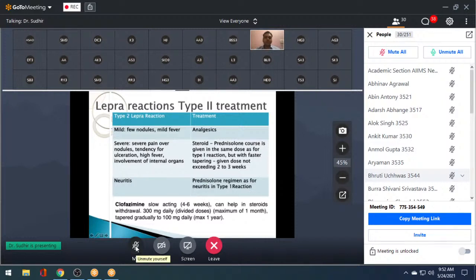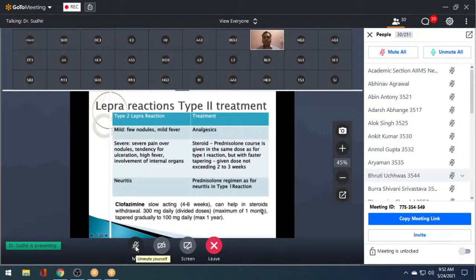Coming to clofazimine, see, clofazimine is a slow-acting drug. It needs at least 4 to 6 weeks for its onset. Okay. That's why you can give steroids initially, followed by clofazimine. You should not start with high dose clofazimine alone in case of type 2 reactions. Okay. So it can help in steroid withdrawal. How to give it? It is to be given as a 300 milligram daily dose, but it can be divided as 100 milligram 3 times daily because it can cause nausea, vomiting, and gastrointestinal side effects. So it can be given in divided doses.